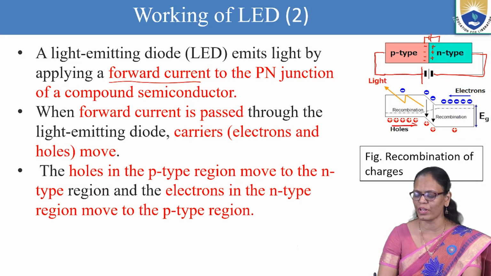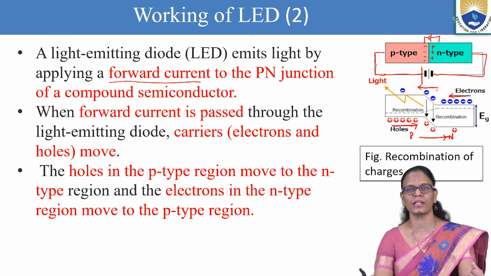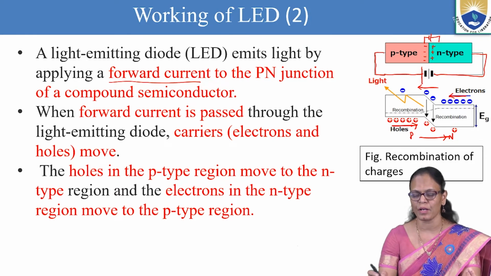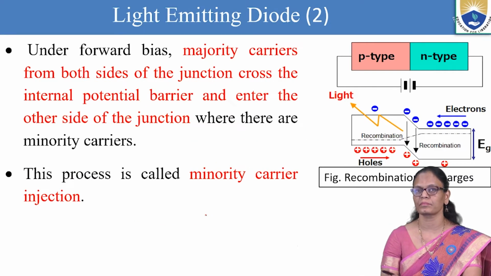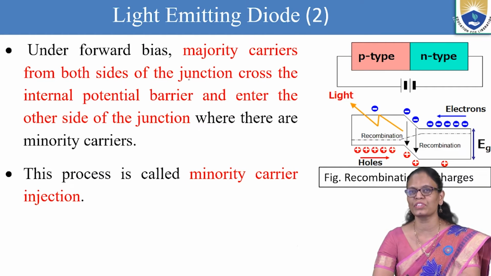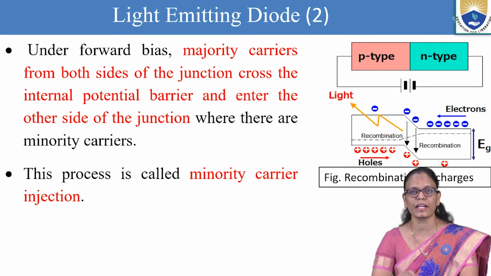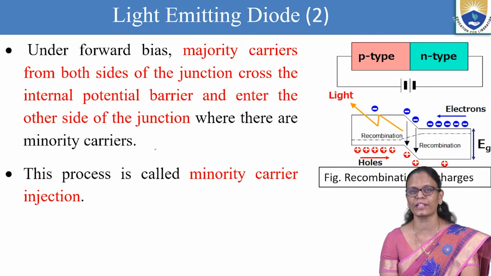If you see the figure here down, the holes are moving from the P side to the N side, and the electrons are moving from the N side to the P side. They gain sufficient energy because of the forward current. The holes in the P-type region move to the N-type region, and the electrons in the N-type region move onto the P side. So under forward bias, majority carriers from both sides of the junction cross the barrier and enter the other side where there are minority carriers.